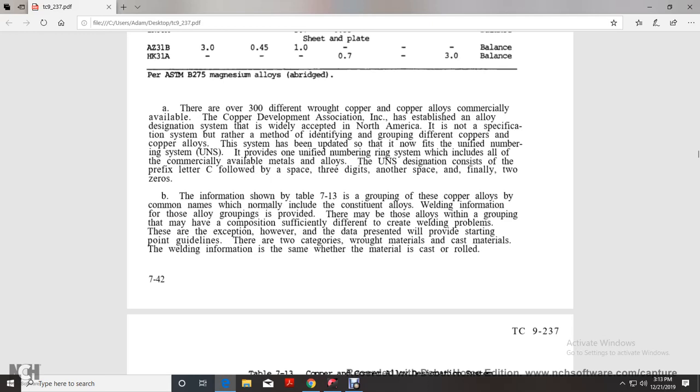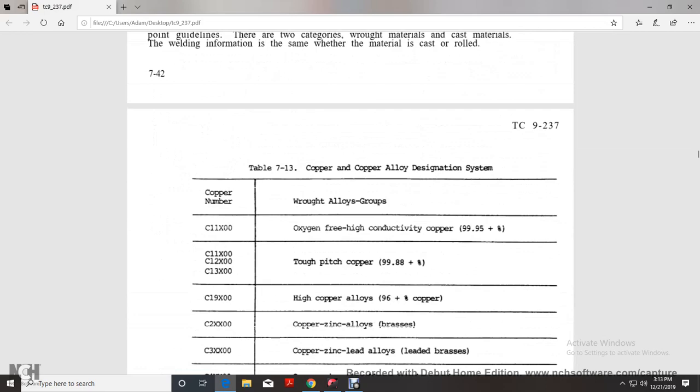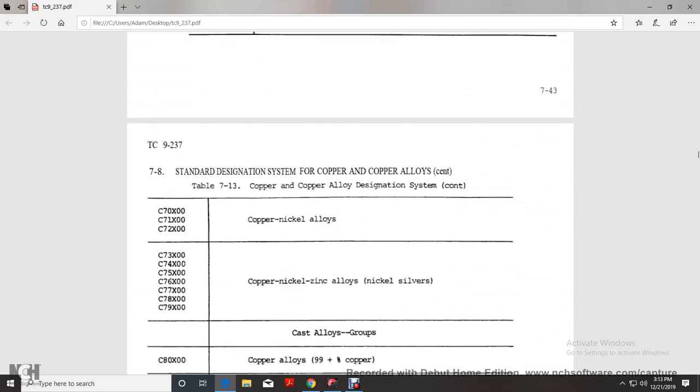There are two categories: welding wrought materials and cast materials. Welding information is the same whether the materials are cast or rolled. And this shows Table 7-13, the copper and copper alloy designation system.